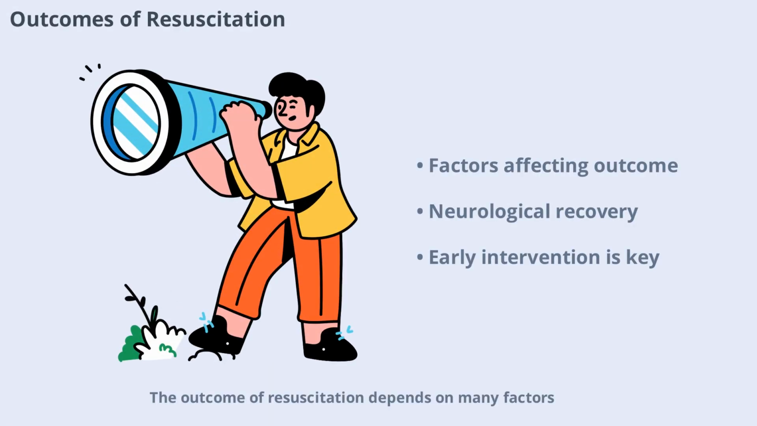The outcome of resuscitation depends on many factors, including the patient's age, cause of arrest, whether the event was witnessed, the rhythm, and the ischemia time. Neurological recovery is about 50% if arrest time is less than 6 minutes and CPR time is less than 15 minutes. If arrest time exceeds 6 minutes and CPR time exceeds 15 minutes, chances of survival are almost nil. Early intervention is key to improving outcomes.